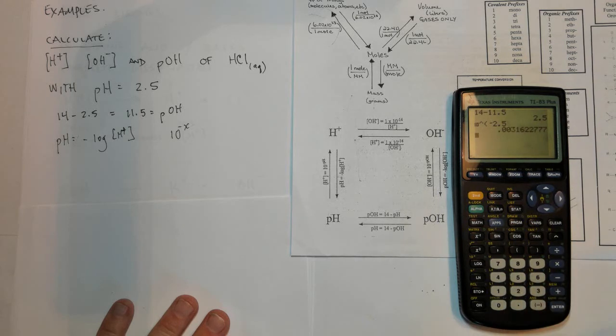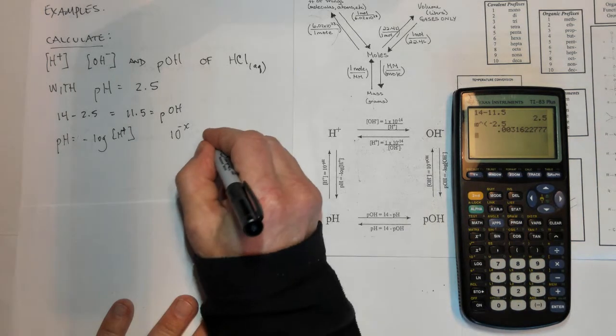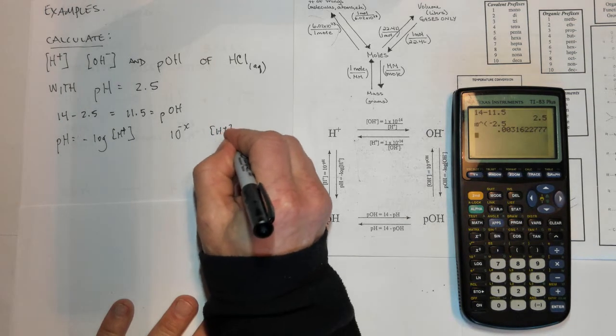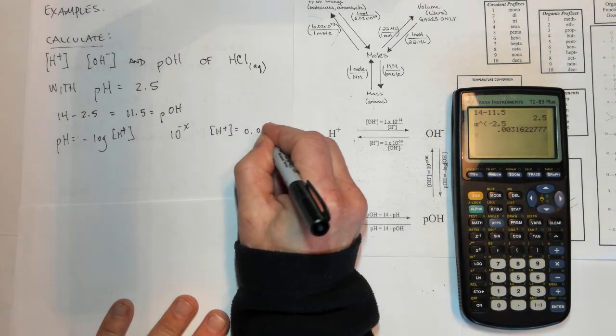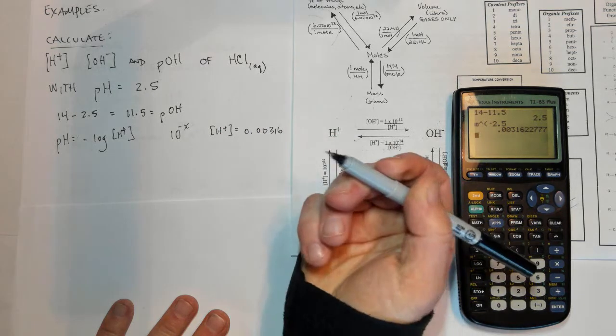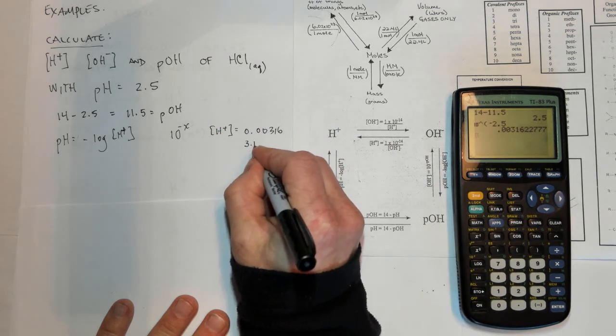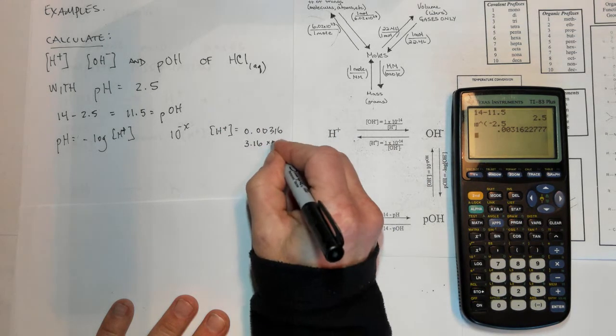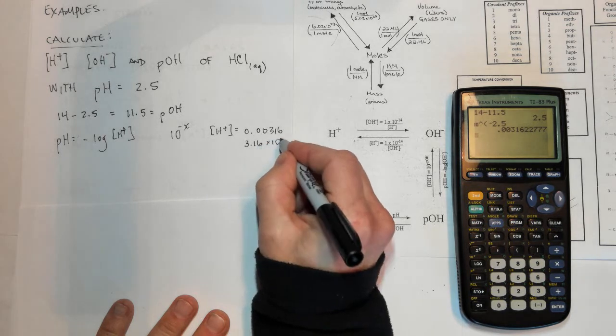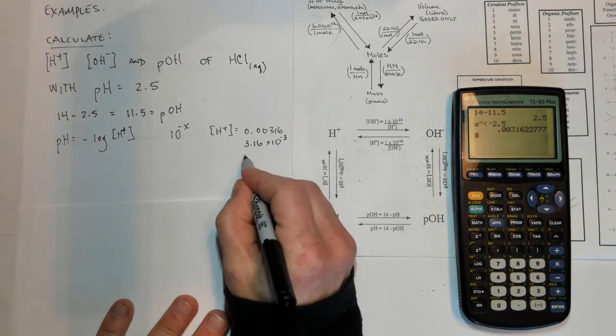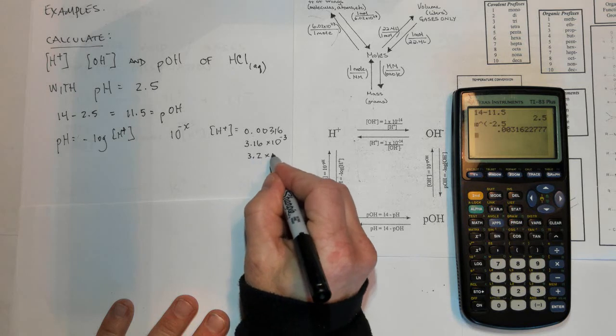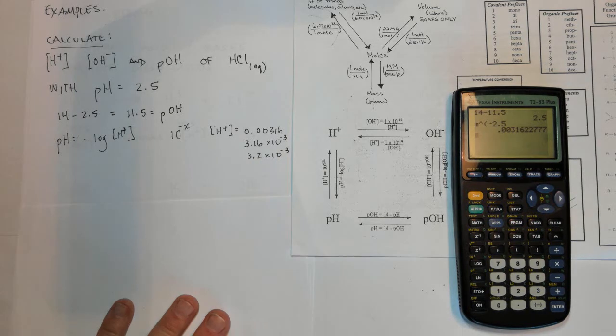And I get an H plus ion concentration of 0.00316, or the way that you usually write this is in scientific notation, 3.16 times 10 to the negative third. To 2 sig figs, this would be 3.2 times 10 to the negative third.